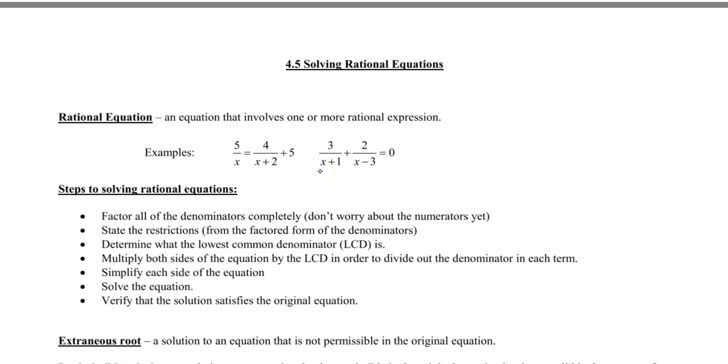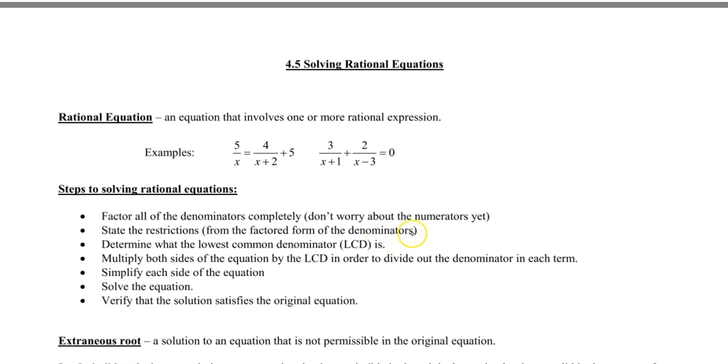We factor all of the denominators completely. Don't worry about the numerator. In that respect, it's very similar to adding and subtracting. State the restrictions. Now this is very important because maybe one of our solutions is a restriction, so we need to check back against the restrictions. Determine what the lowest common denominator is. Okay, so far again like adding or subtracting.